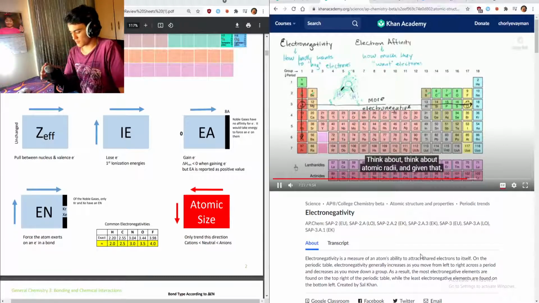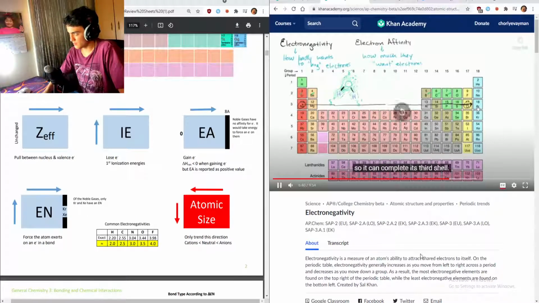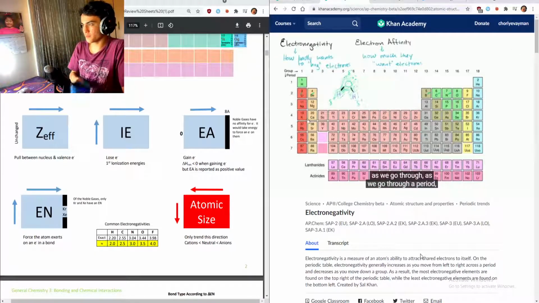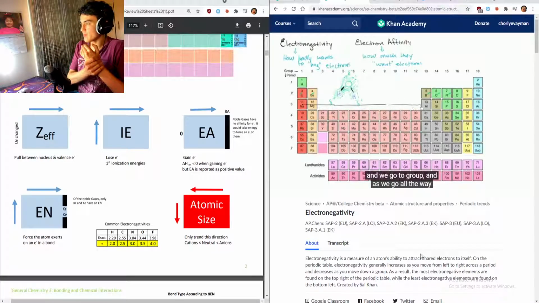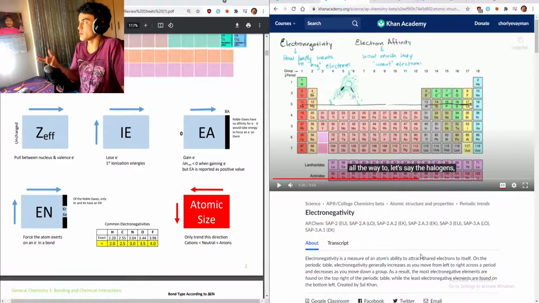Well, I'll give you a hint. Think about atomic radius, getting more protons as we go through a period, let's say as we start in group 1 and go all the way across. Electronegative means it wants to be more negative, which means it wants more electrons. Oxygen is closer to being a noble gas than hydrogen is.